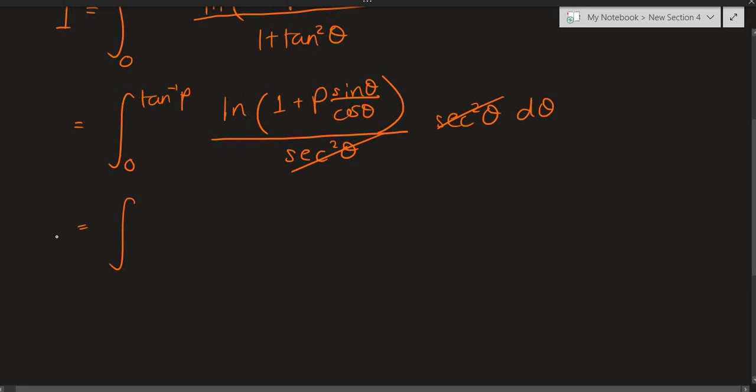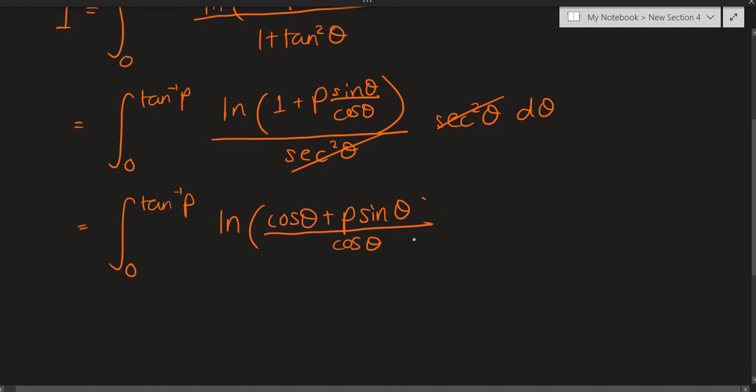So now we have the integral from 0 to inverse tangent of p of the natural log of, cross multiplying, cosine theta plus p times sine theta divided by cosine theta, d theta.